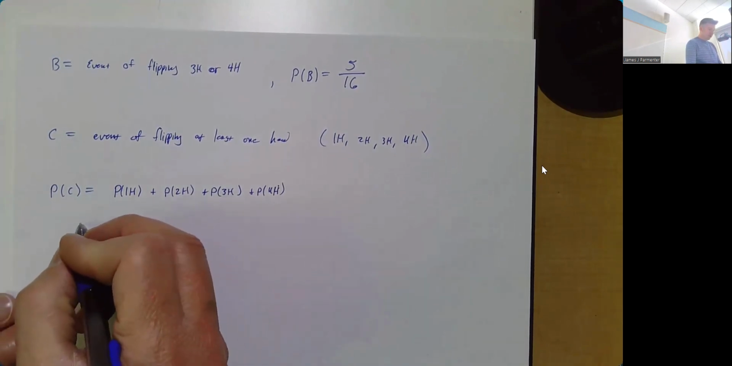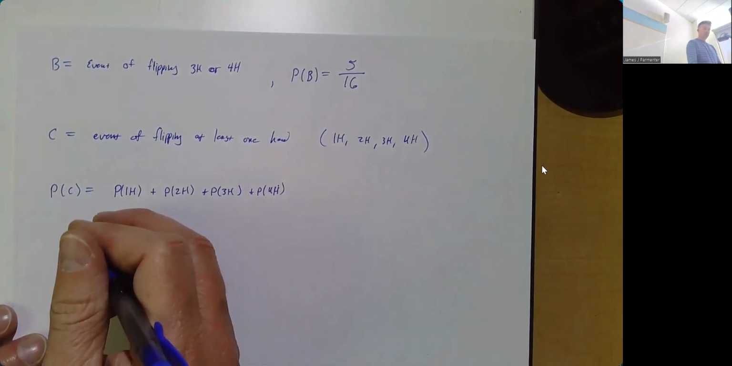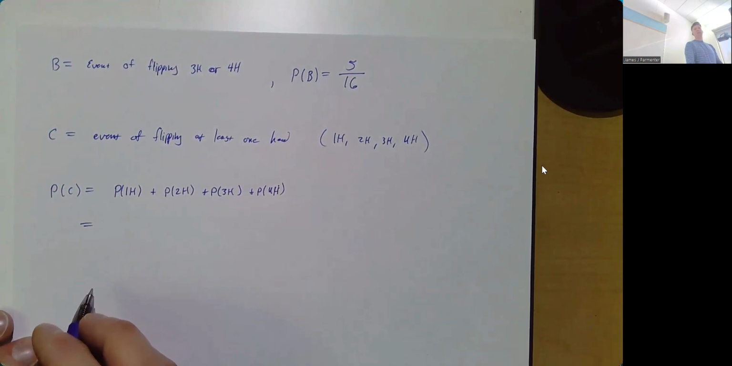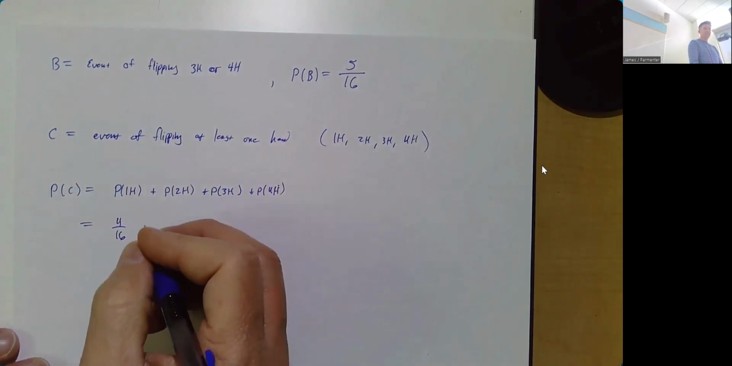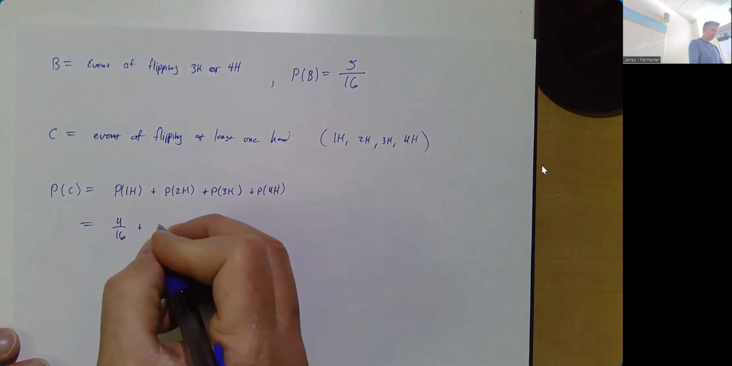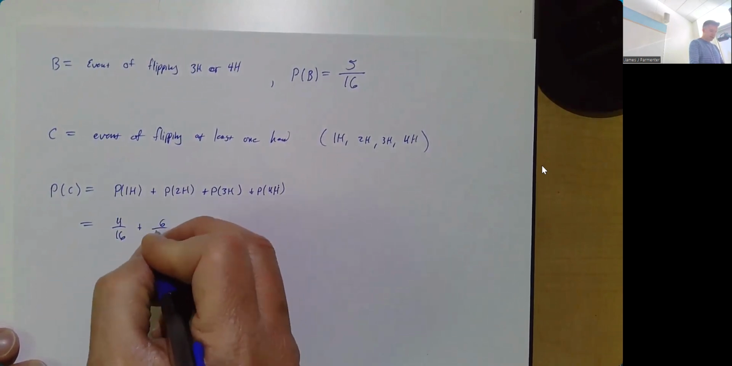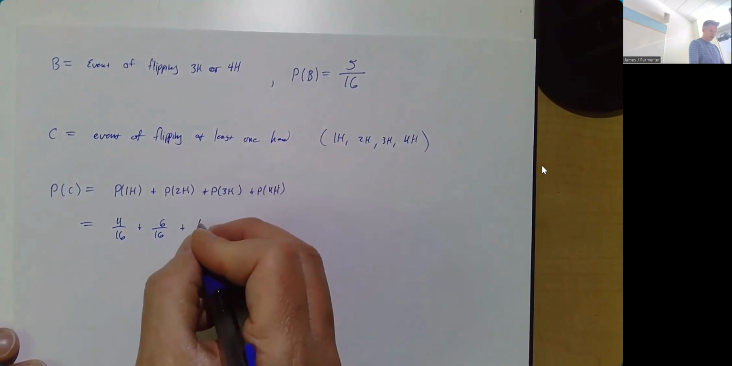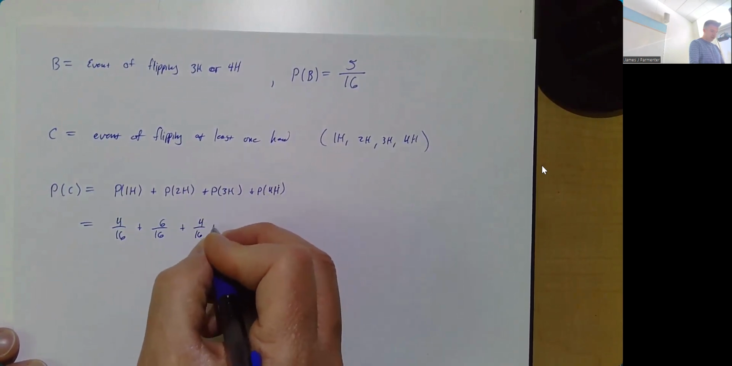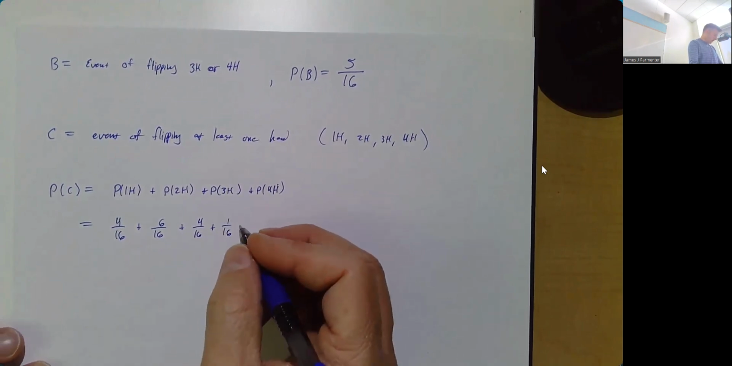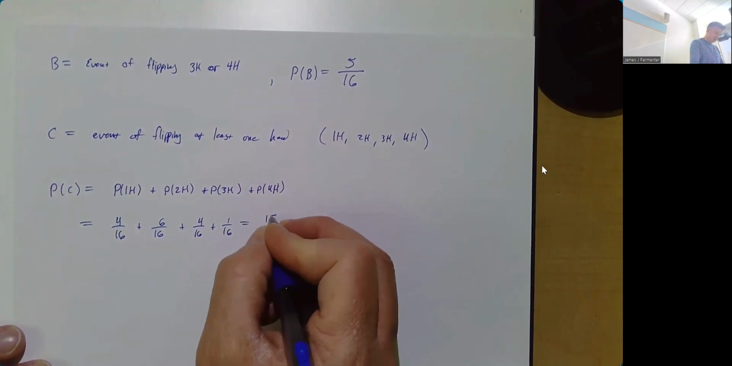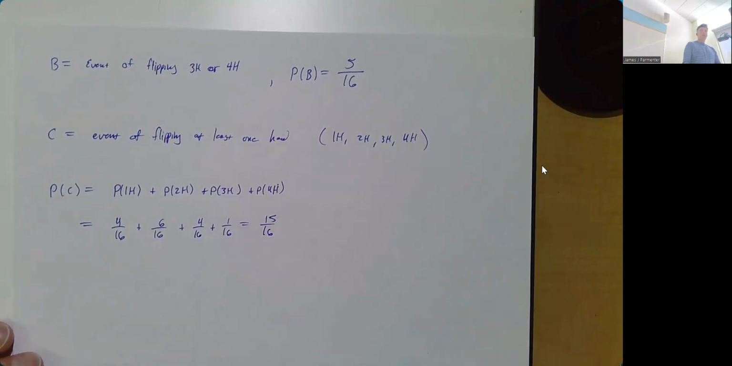All right, the probability of flipping 1 head was, I think, 4 out of 16. And the probability of flipping 2 heads is 6 out of 16. And then 3 heads, there are 4 ways out of 16. And 4 heads is 1 way out of 16. If you add that all up together, I think it's equal to 15 out of 16.